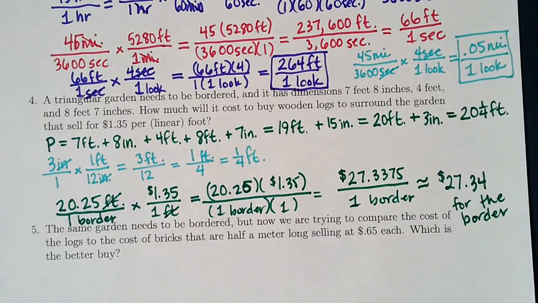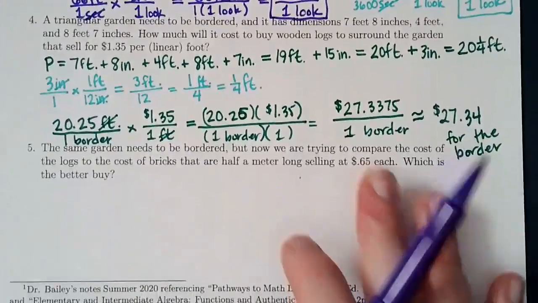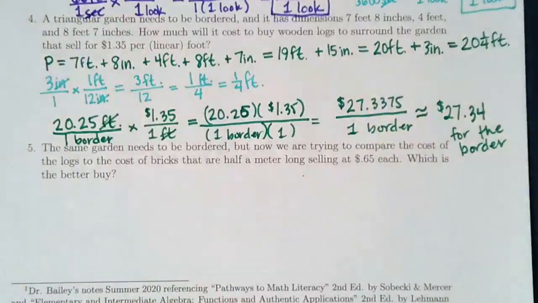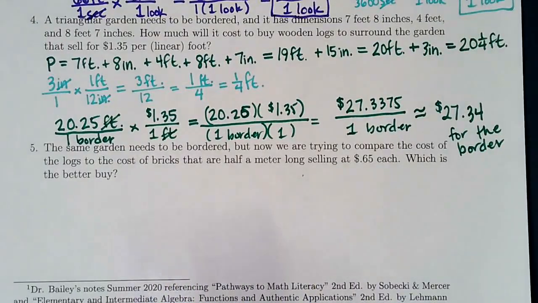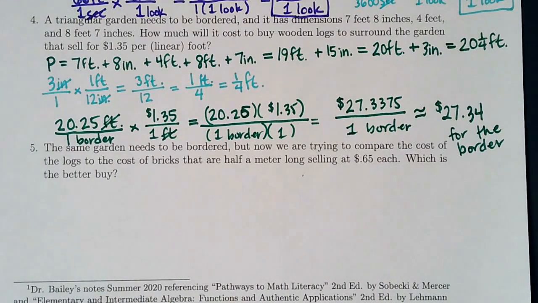The same garden needs to be bordered, but now we're trying to compare the cost of the logs to the cost for bricks that are 1/2 meter long, selling at 65 cents each. Oh yeah, this is legit. It's a real scenario here, right? Those little bricks as opposed to the big logs. Okay. Selling at 65 cents each.